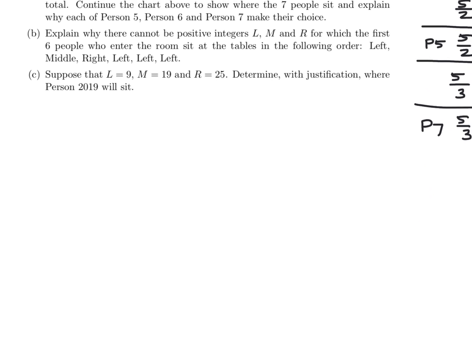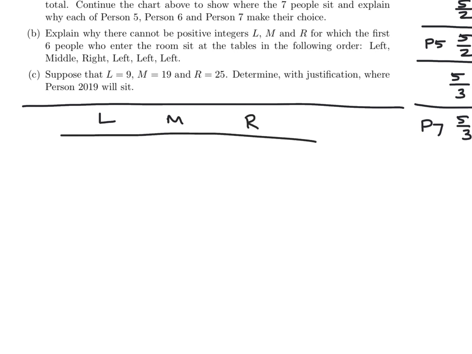Explain why there cannot be positive integers L, M, R for which the first 6 people who enter the room sit at tables in the following order: left, middle, right, left, left, left. Okay, so I guess we have to first create that and then prove why it cannot be done. So what do they want? Left would be person 1, and then middle, person 2, and then right, person 3. And then left, left, left. So the next ones will all be here: person 4, person 5, person 6.